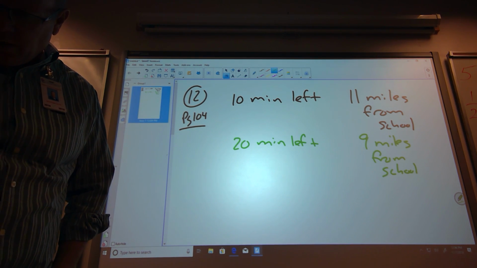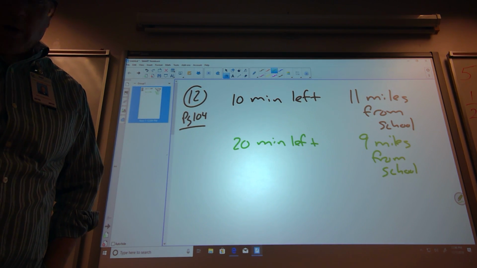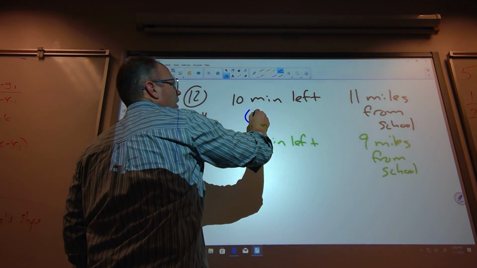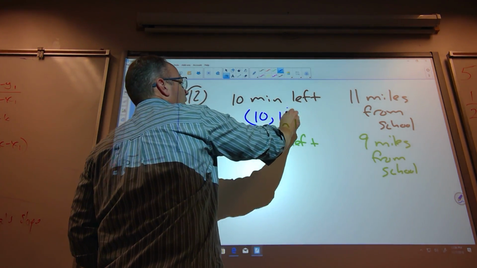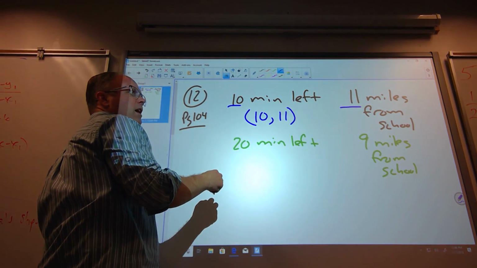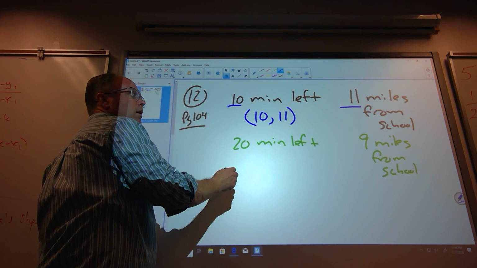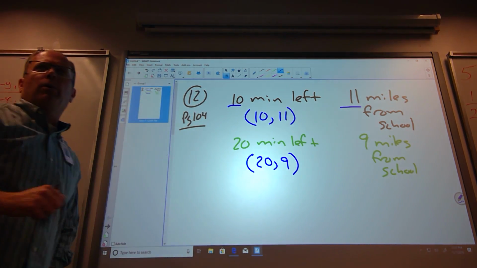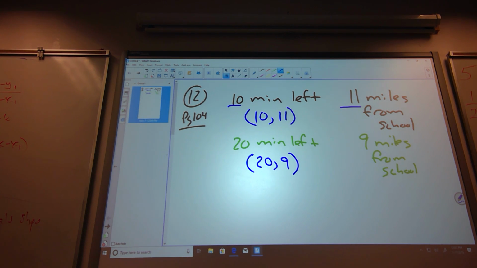Okay. Write a linear equation that forms. So we want to write a linear equation. I want to make an ordered pair here of 10, 11 to go with this and this. What would my other ordered pair be then from the green? 20, 9? Does everyone feel comfortable with that? Is there any part of that information that you're not sure about?